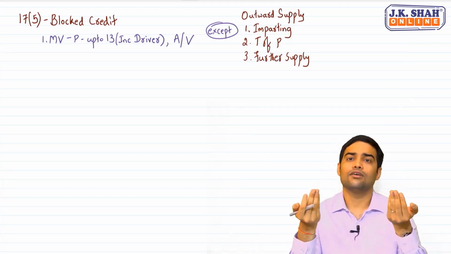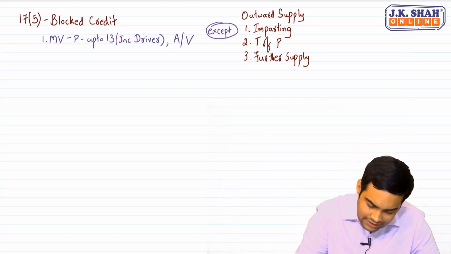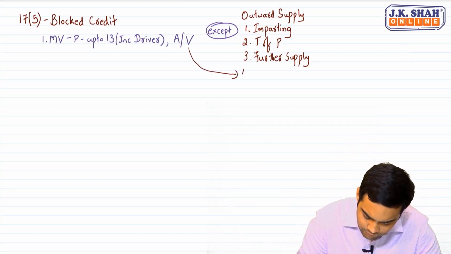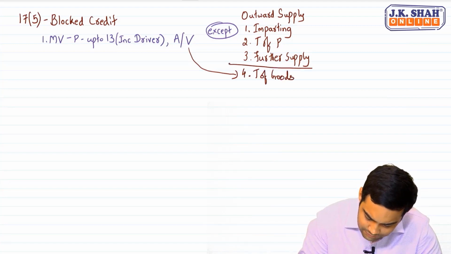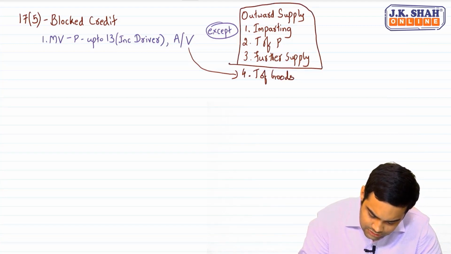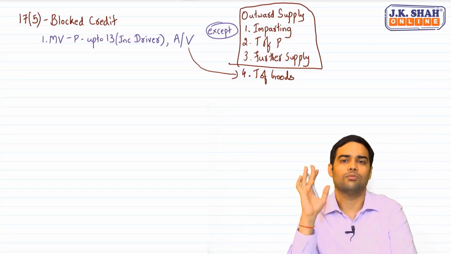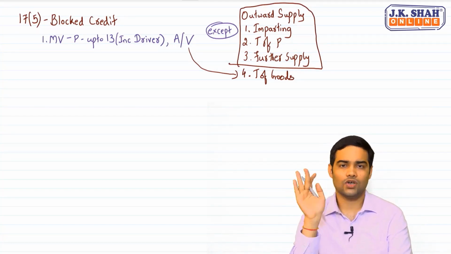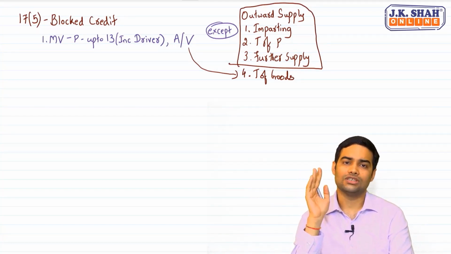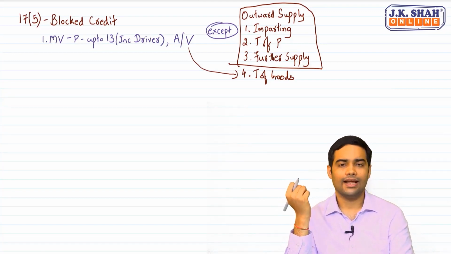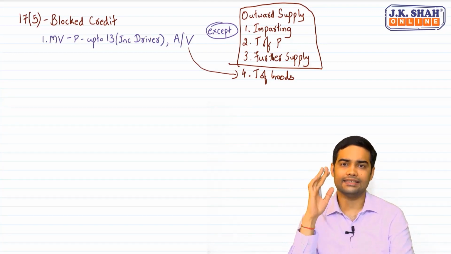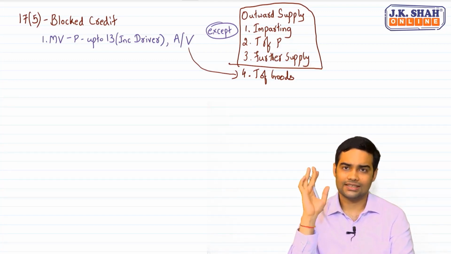Now, in addition to these three, for aircraft or vessel, there is one more, a fourth one. Fourth one, if it is used for transportation of goods. This is separate. If it is used for transportation of goods, in such cases, it would be eligible. So the first three are for all, but transportation of goods: if I use aircraft or vessel for transportation of goods, then I am eligible for ITC on such aircraft or vessel.